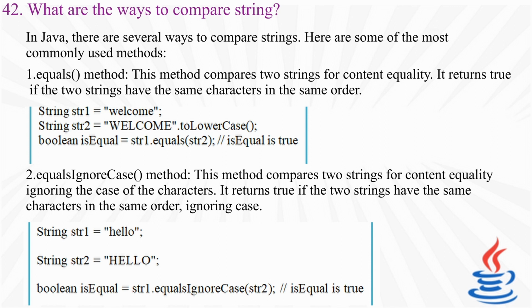The first method is equals method. This method compares two strings for content equality. It returns true if the two strings have the same characters in the same order. Next is equals ignore case method. This method compares two strings for content equality, ignoring the case of the characters. It returns true if the two strings have the same characters in the same order, ignoring case.